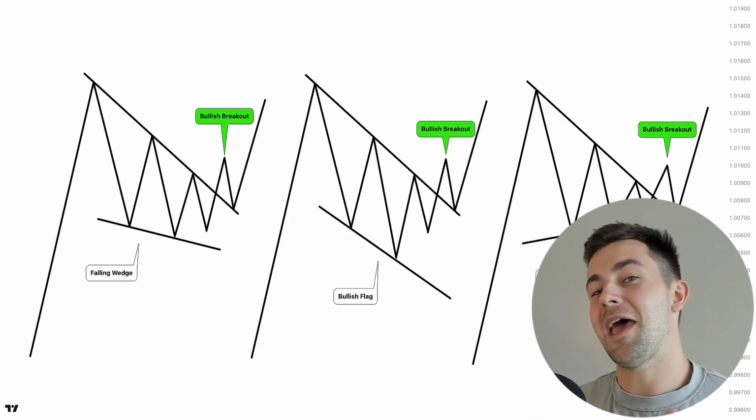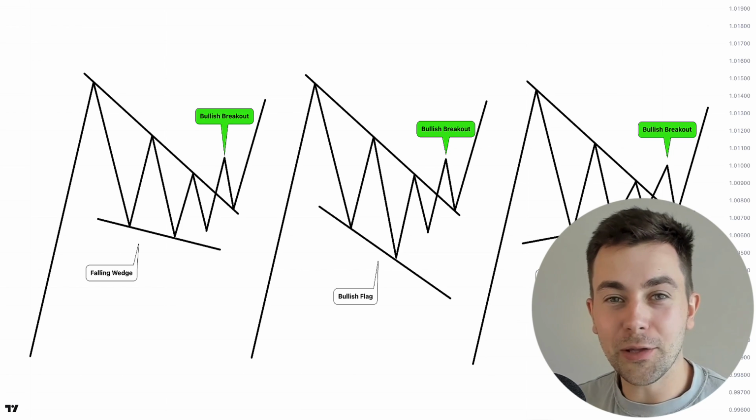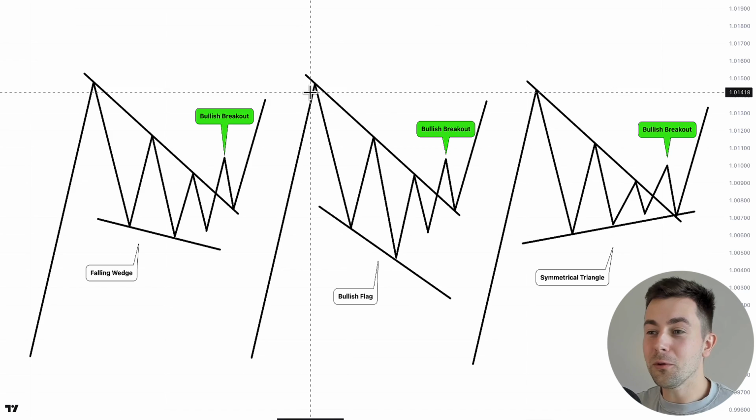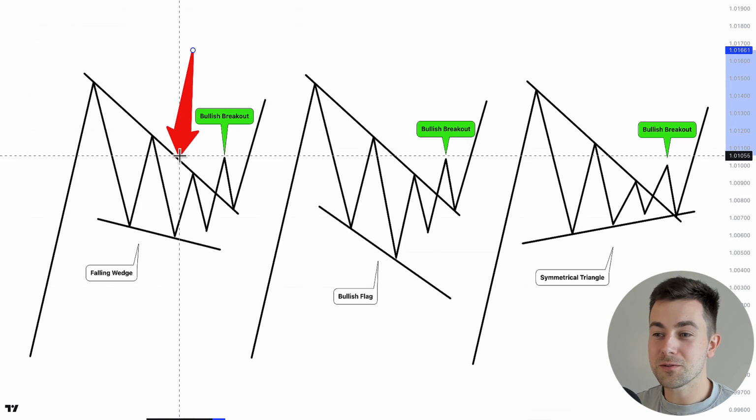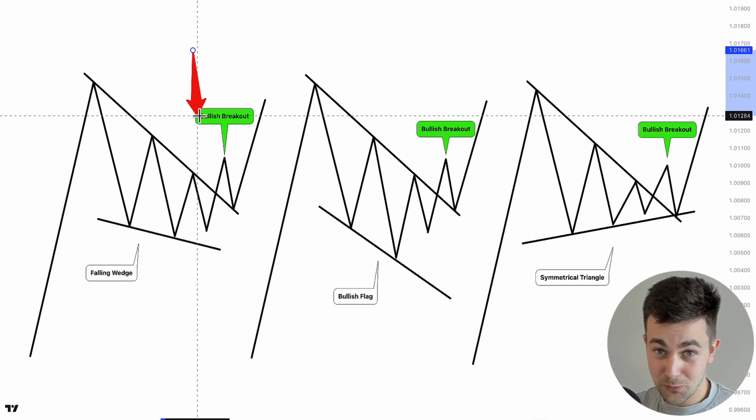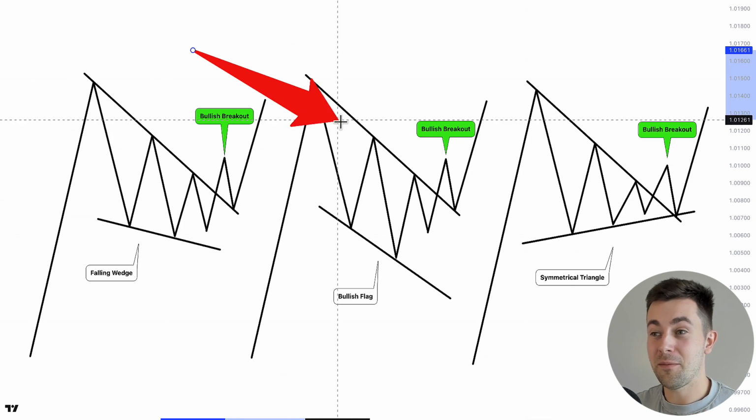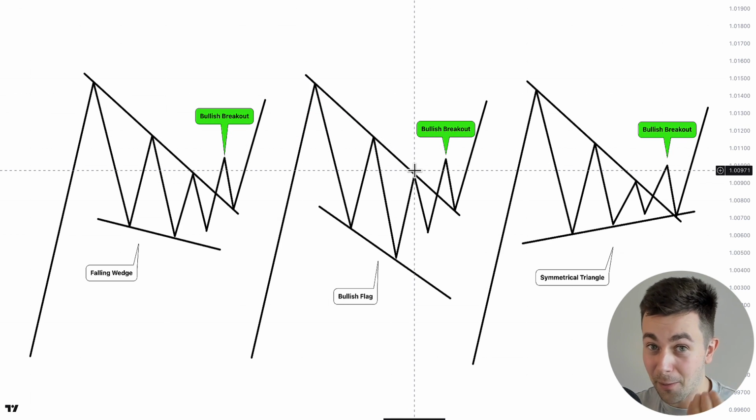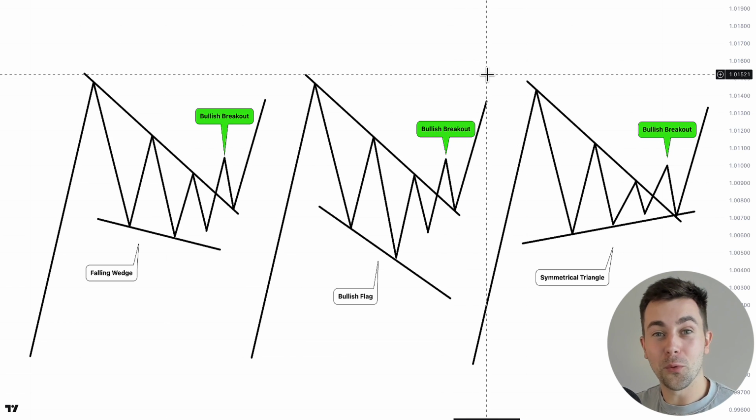For example, the flags, the wedges, the channels. What unites all these patterns is that the violation of a trend line of a pattern will give you a strong trading signal. For example, a bullish breakout of a resistance line of a falling wedge will give you a bullish signal. Same thing with a bullish flag.